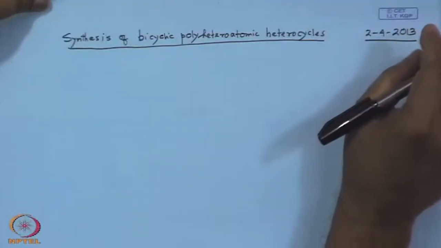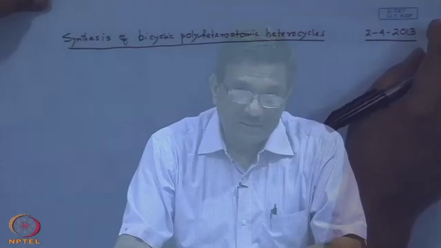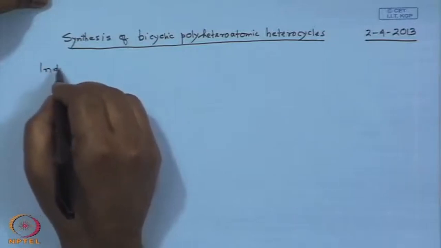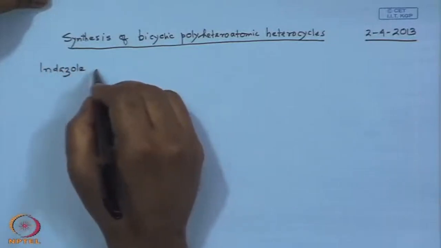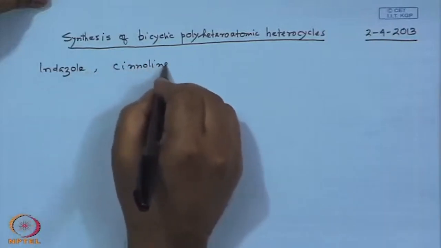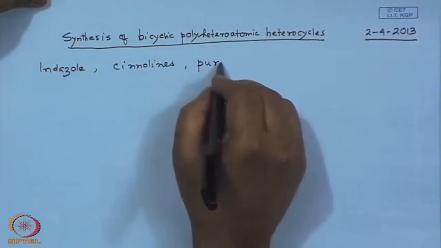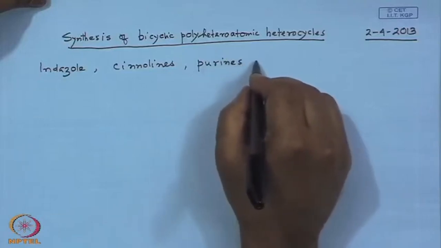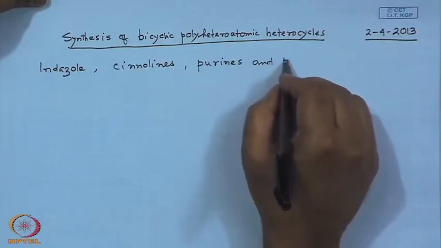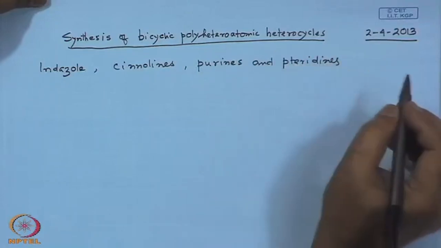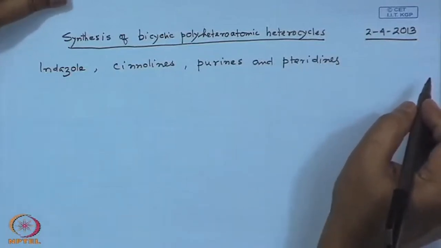In this class, I will cover a big topic, I should say a large topic: synthesis of bicyclic, polyheteroatomic heterocycles. It is a vast area, or vast sub area, I should say. In this topic, I have selected only a few important nuclei, namely one is indazole, then the other could be cinnolines. Then the third one, well known to many of you, is known as purines, and the fourth one is known as pteridines. So I have selected only four of them under the category of bicyclic, polyheteroatomic heterocycles.